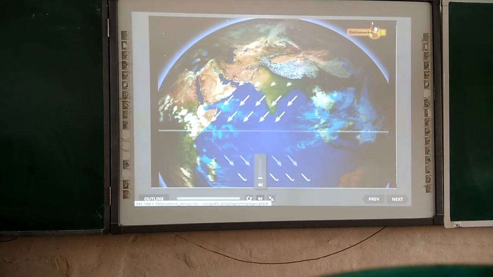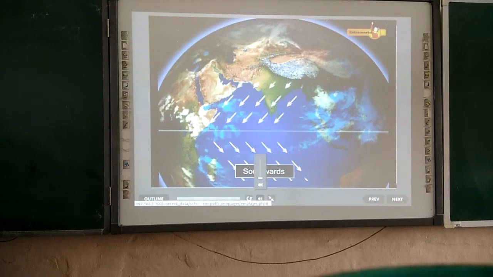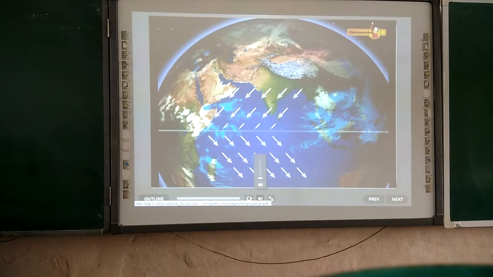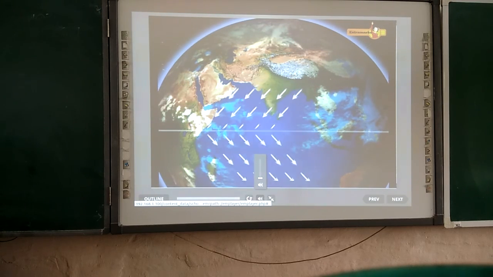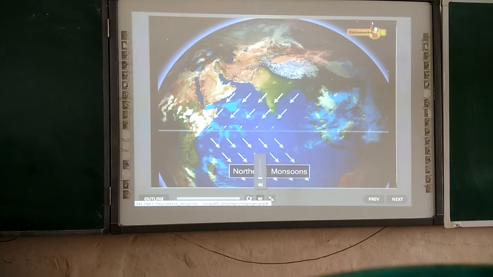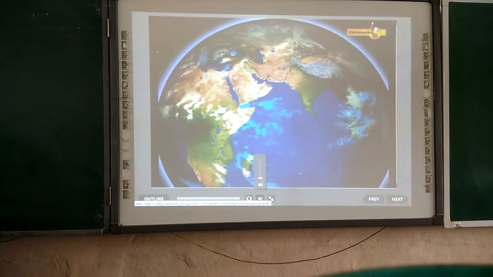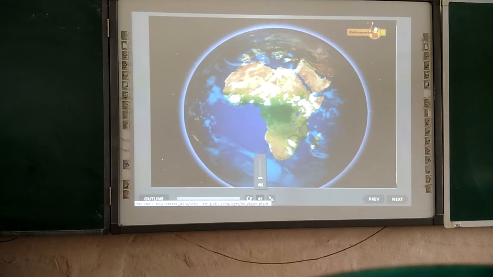In the winters, the ITCZ moves southwards. The reversal of winds takes place from the northeast to south and southwest. These winds are called the northeast monsoons. Hence, ITCZ is a key component of the global circulation system.